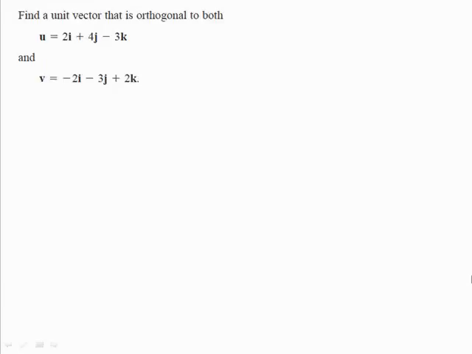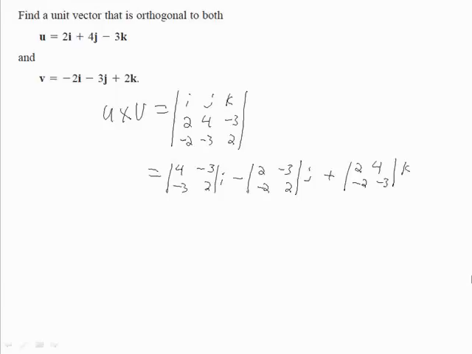The cross product of u and v is equal to the determinant form of ijk 2, 4, -3 and -2, -3, 2, which is equal to the cofactor expansion of the determinant form 4, -3, -3, 2 times I minus the determinant form 2, -3, -2, 2 times j plus the determinant form of 2, 4, -2, -3 times k, which is equal to the quantity 8 minus 9 times I minus the quantity 4 minus 6 times j plus the quantity -6 plus 8 times k, which is equal to -I plus 2j plus 2k.